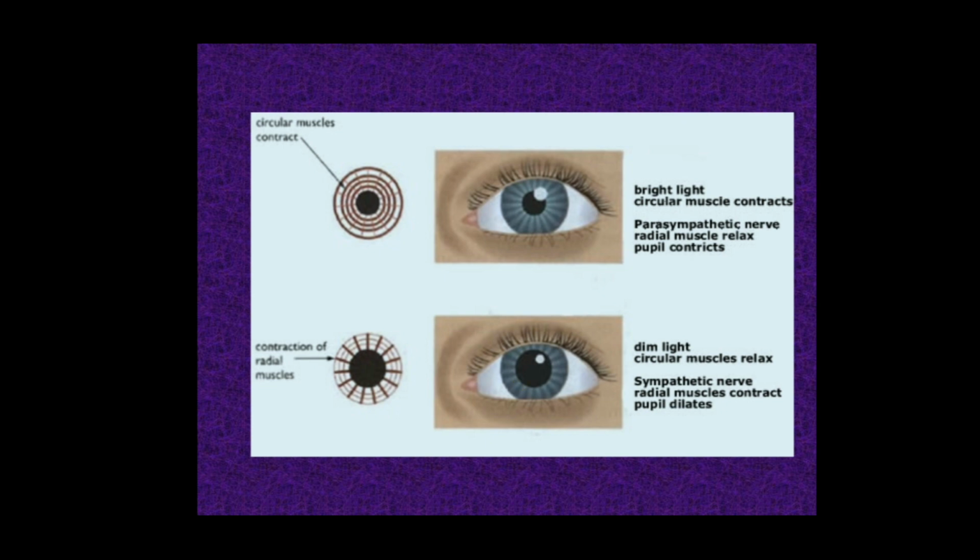So I repeat, this is the picture showing the difference in the pupil in two situations. During bright light, the size of the pupil will be small.